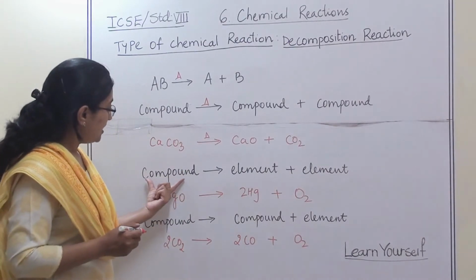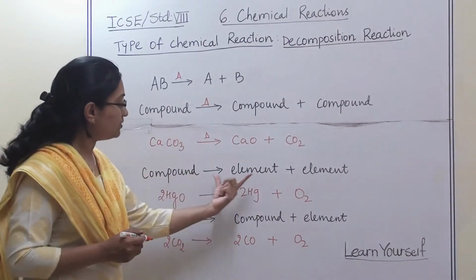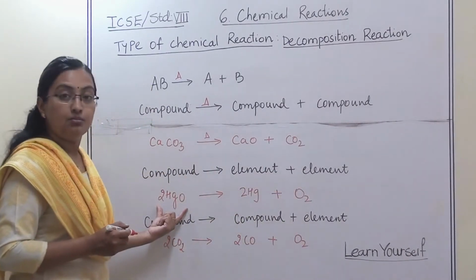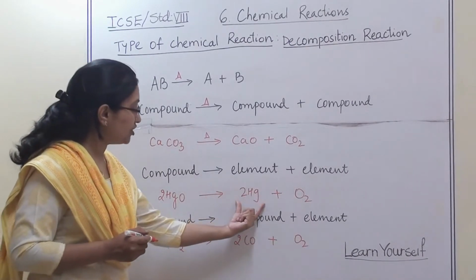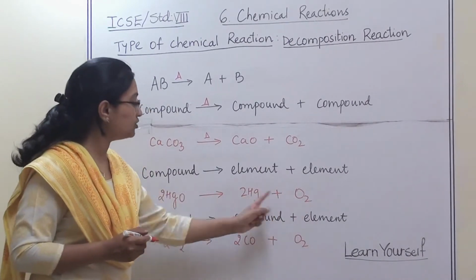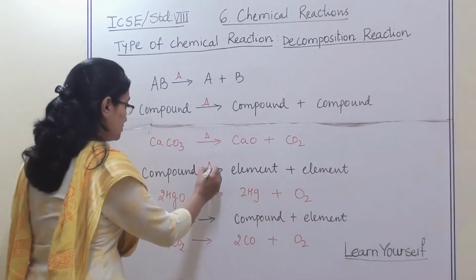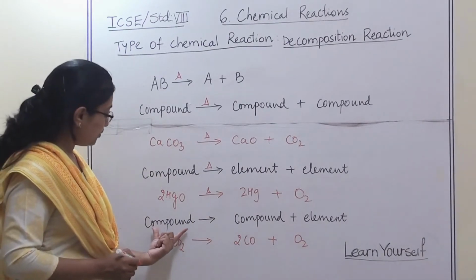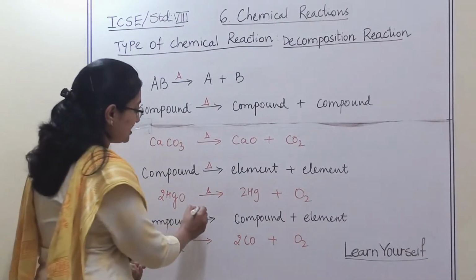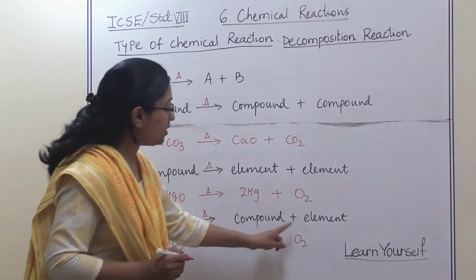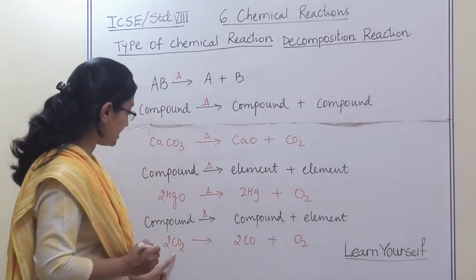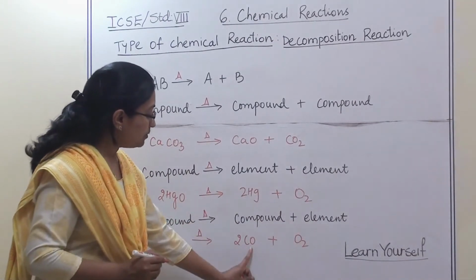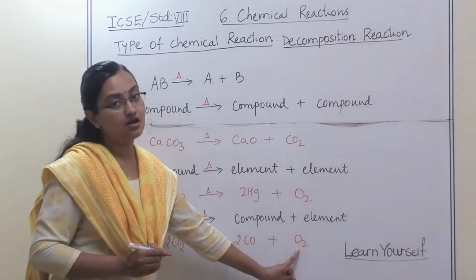In the second reaction, when we heat a compound, we get element plus element. When we take mercuric oxide, we will get mercury plus oxygen. These both are elements. This also we need to heat. And in the third type of reaction, when we take a compound and heat it, we will get compound plus element. So when we take carbon dioxide and decompose it, we will get carbon monoxide and oxygen.